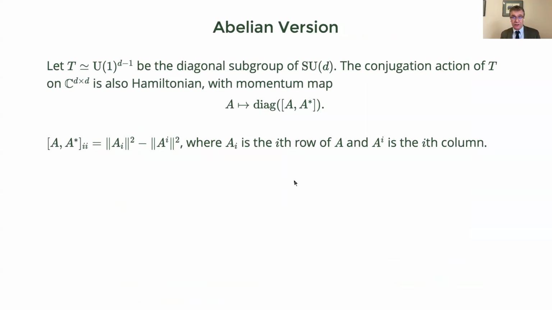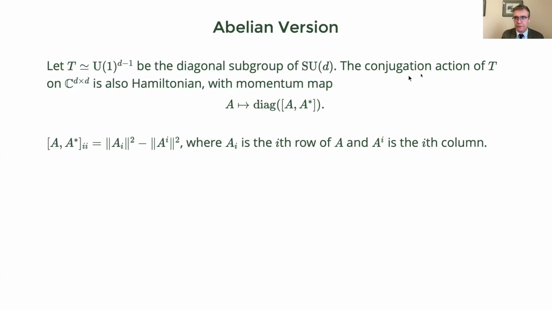There's also an abelian version of the story. So of course, SUD is non-abelian. But if I just take the maximal torus inside of there, of course, there's many conjugate maximal tori, but in particular, just take the subgroup of diagonal matrices in SUD. So that's a copy of U1 to the D minus 1. So it's a D minus 1 dimensional torus. And so, of course, the whole group acted by conjugation. So any subgroup also acts by conjugation.